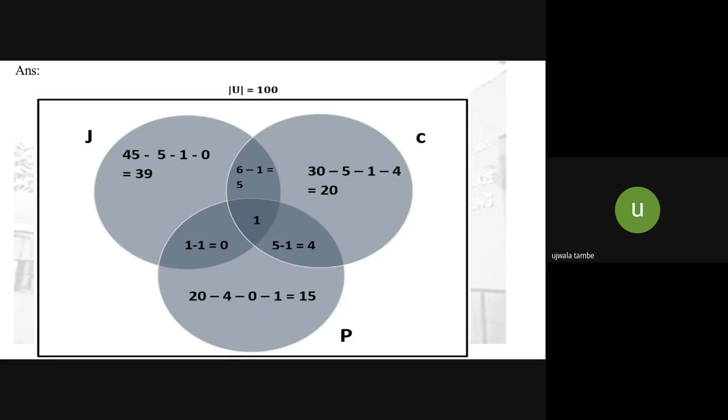Okay, so let's discuss the Venn diagram once. So this is the common portion of all three sets. Okay, good job, Chetna.